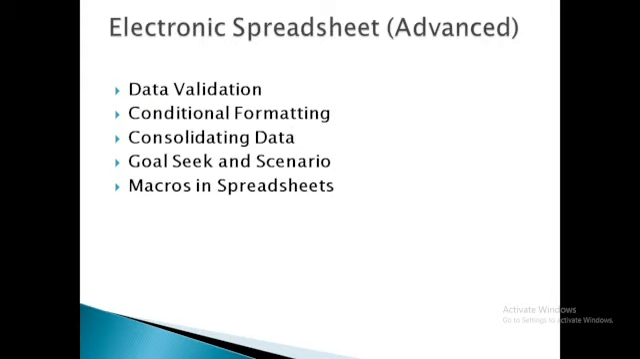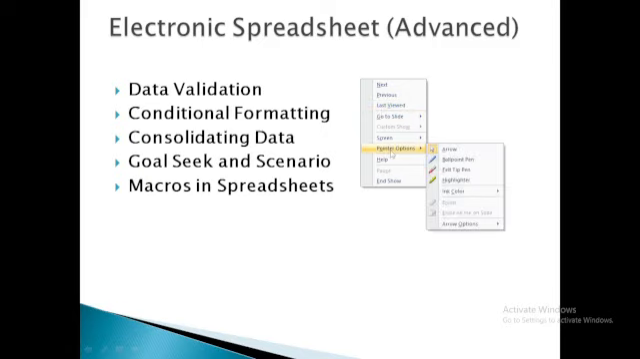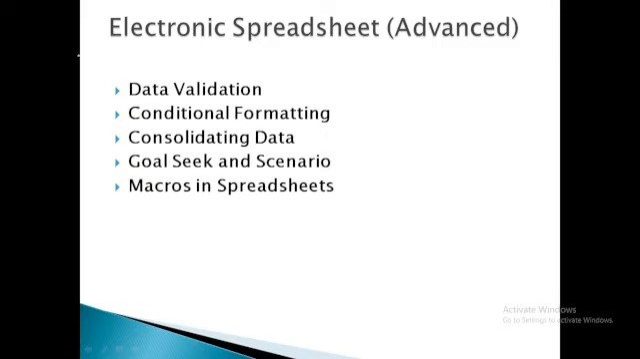Then a few of the concepts are data validation, conditional formatting, consolidating data, goal seek and scenario, macros in spreadsheet. Data validation means when we fill our application form and enter the user ID and the password, if the password is not correct, then we get an error message that your data is not correct. So it is the data validation. We have a few of the data validation keys.